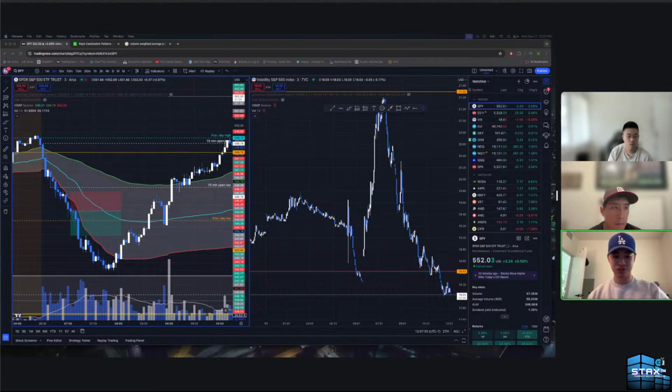Like the other options flow software out there that I've tried, it's just a bunch of calls and puts coming in, but you can't really decipher what's going on. The signals really help me out. I think that's what's really important too, right? Because there's the out of the money and in the money. That shows me, okay, why are these people buying out of the money calls versus in the money? Those signals give me more of an idea of how I should trade the markets.